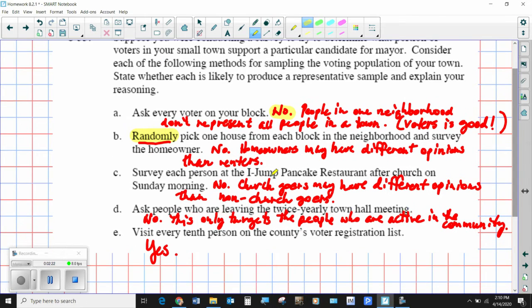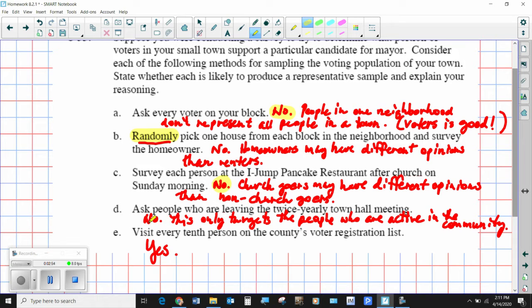Survey each person at iJump Pancake Restaurant after church on Sunday morning. That's not really representative because you're probably only getting people who go to church. If it's after church, a lot of times people go out and have like a lunch or a brunch or something after church. And so you'll probably get a disproportionate number of people that are churchgoers, and they might have different priorities than non-churchgoers.